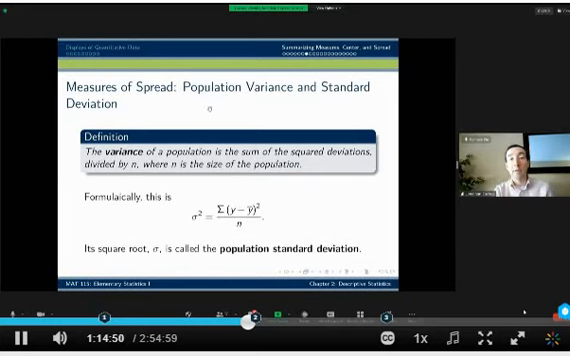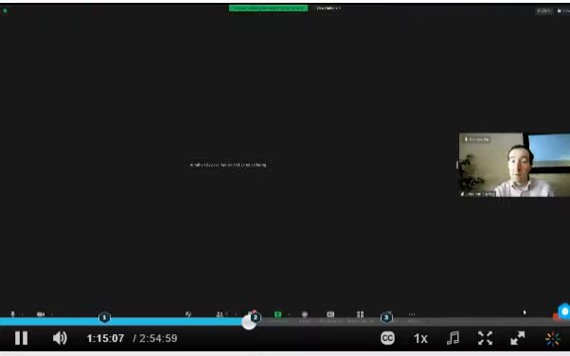How are they different? Well, let's do this. If, instead of dividing by n minus 1, I divide it by n, what it will actually do is make my value just a bit smaller. So the population standard deviation is always going to be a little bit smaller than the sample standard deviation.